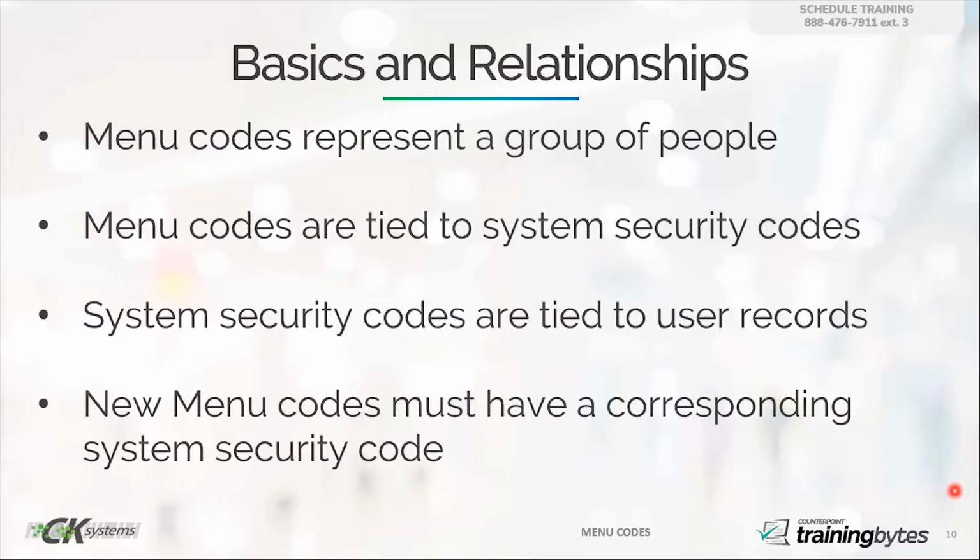So just some basics in relationships. Simply put, a menu code represents a group of people. Menu codes are tied to system security codes, and system security codes are tied to user records. And if you decide to make a new group or new menu code, you must create a corresponding system security code. And I'll show you how to do all of this today.